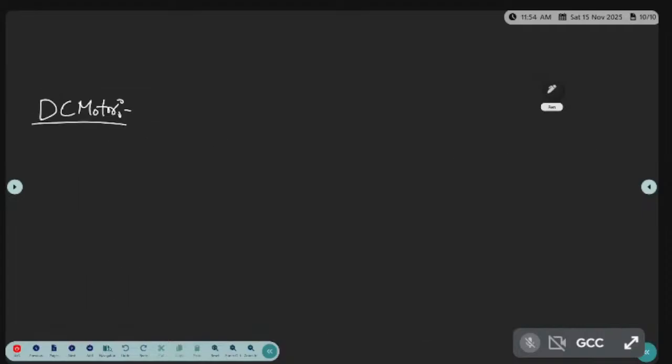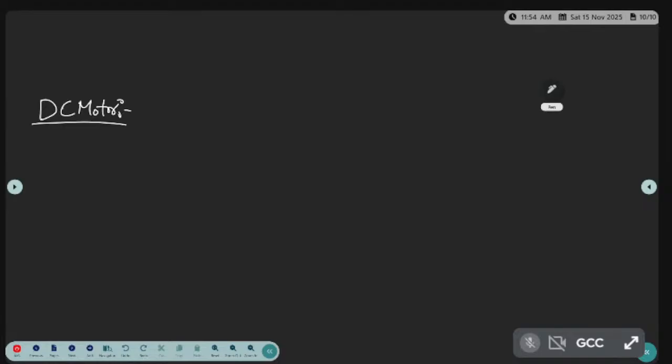DC machine construction: DC generator is equal to DC motor. Constructionally there is no difference between generator and motor. I can use a DC generator as a DC motor, and a DC motor as a DC generator, vice versa. So there is no need to study DC motor construction again; DC generator construction is already covered.